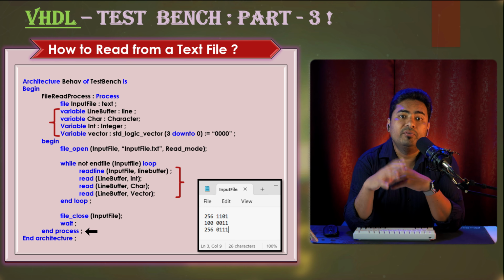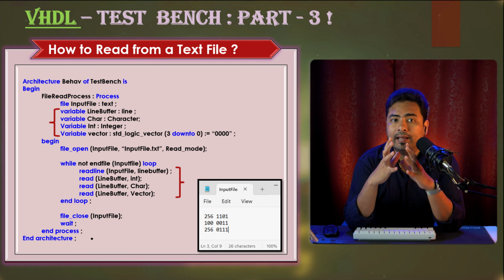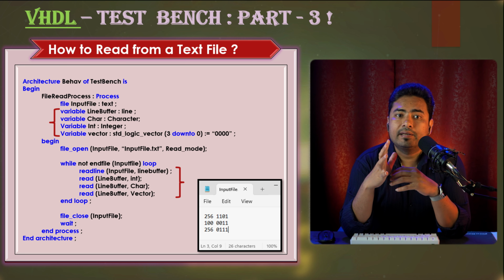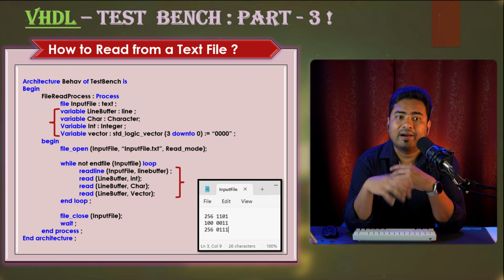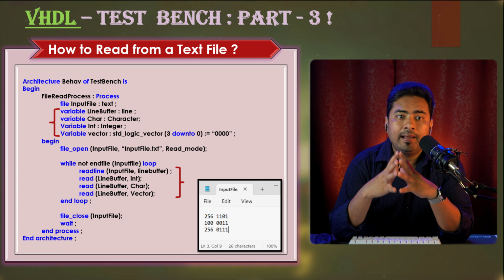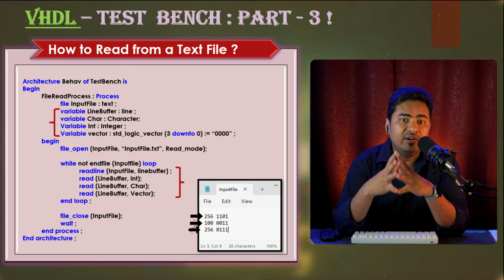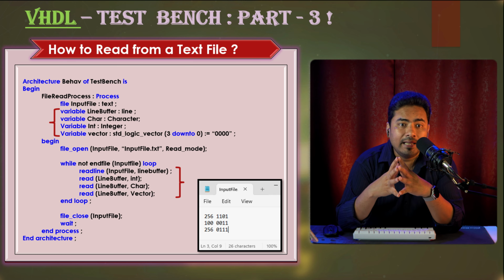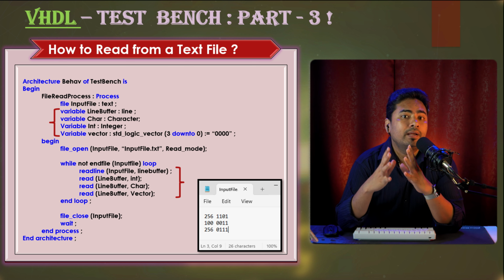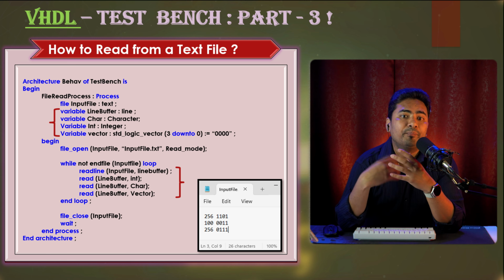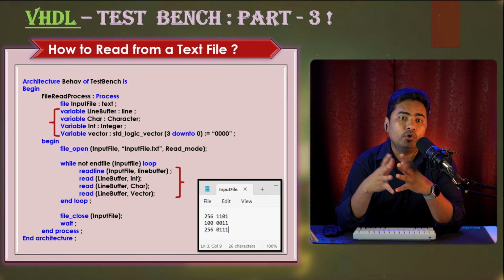And now finally we terminate our process block and then terminate our architecture block. So you see how easily you can read or write data into a VHDL test bench from a text file. And suppose you have different sets of inputs to test your VHDL design. Then just read these inputs, test your VHDL module, and write the results into a separate text file. And finally, compare whether the results are correct or not.